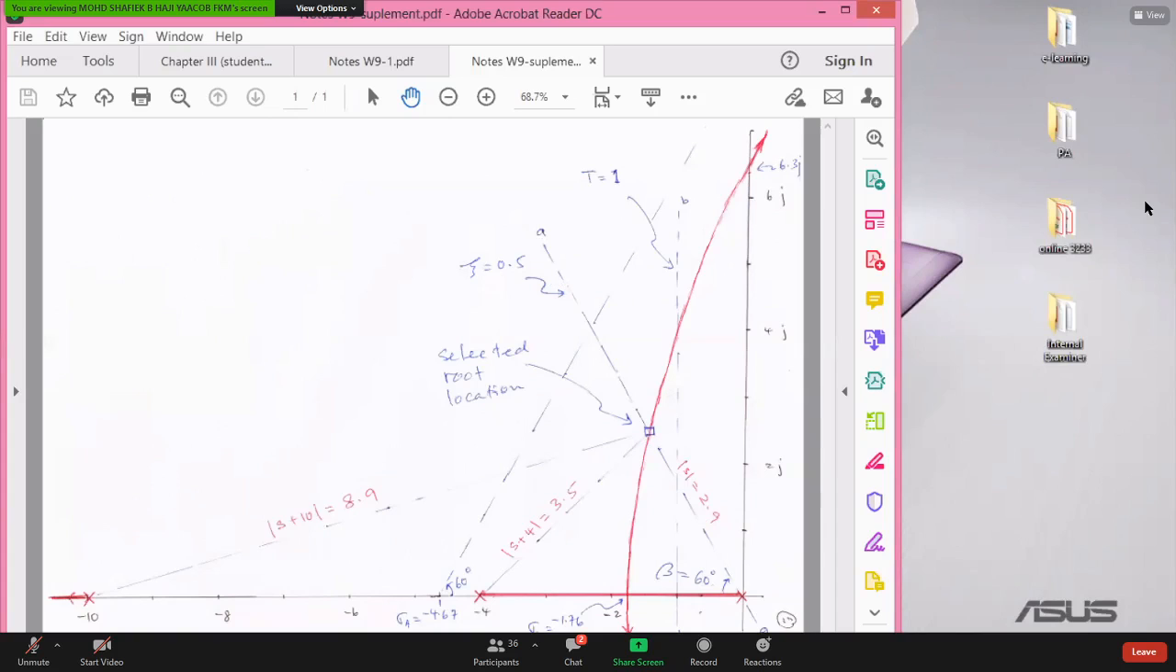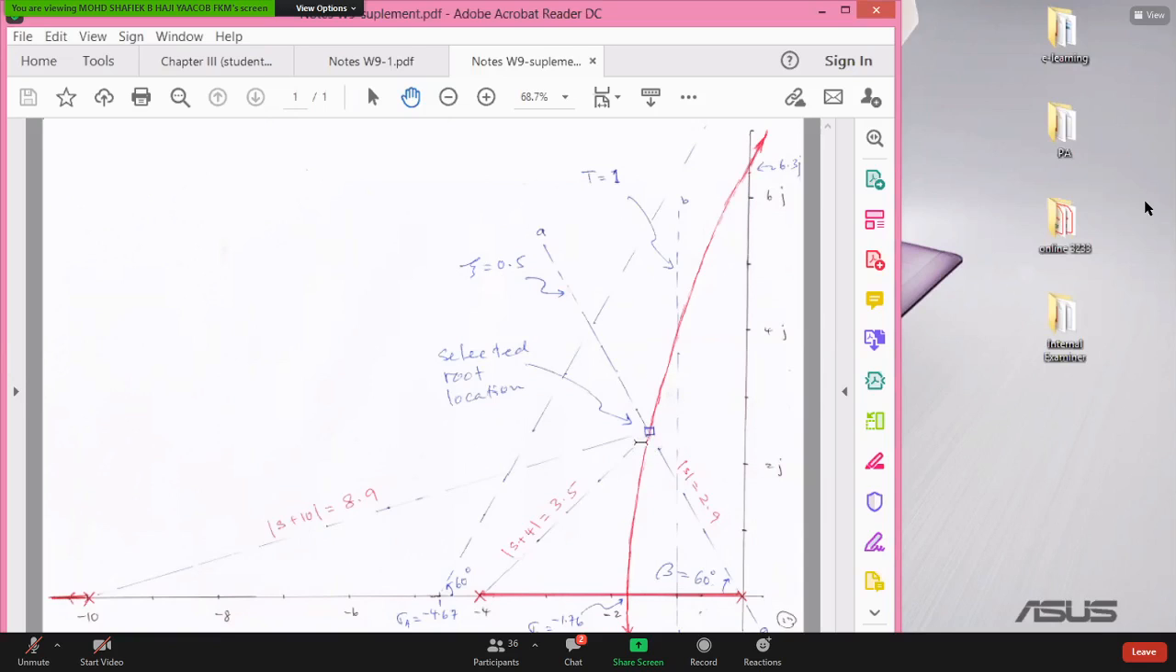Anything above line AA is going to meet the specification. So you can select any roots from line AA to line BB. Anywhere here will satisfy the specification. You can select any point between here and there. For simplicity, I just select that point. So this is the selected root location, but you can select any point above that up to the vertical line BB. Those will meet the specification.